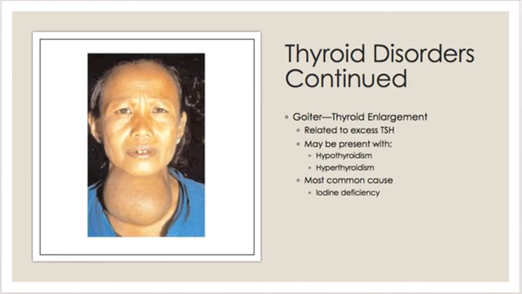So a goiter is basically related to excess TSH. And as I mentioned, it can be present with either hypo or hyperthyroidism. What happens is when the pituitary gland senses that the thyroid is not producing enough thyroid hormone, it sends out TSH to stimulate the thyroid. But when the thyroid is not producing hormone, the thyroid gland grows, right? It's a compensatory mechanism. We need to grow, we need to make more hormone, and this is going to result in a goiter.